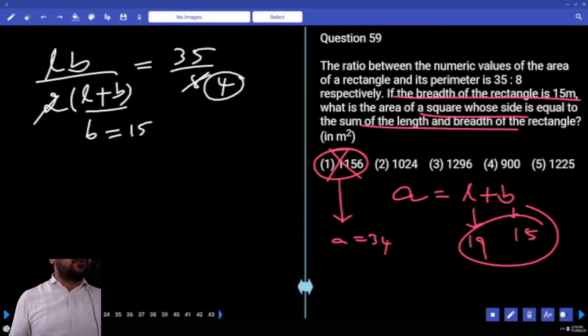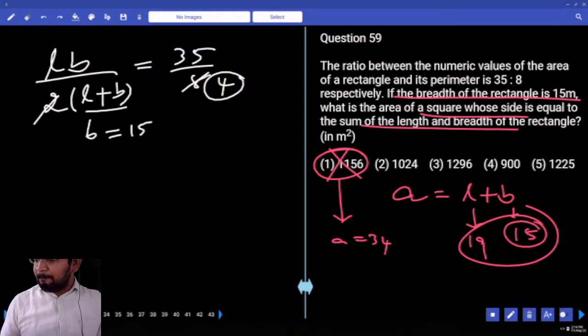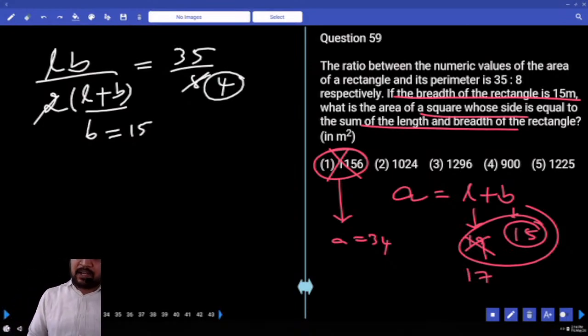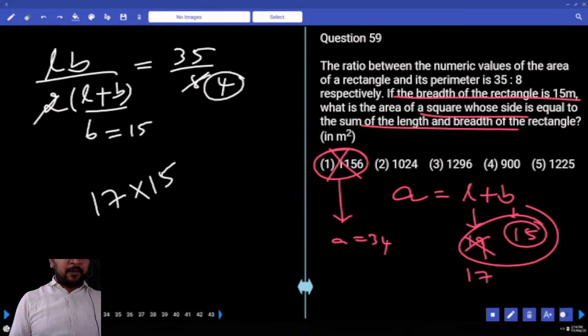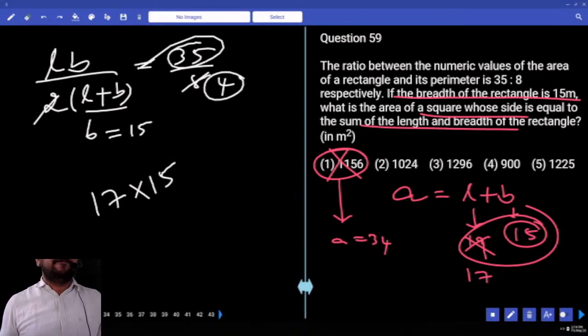If I go for 1024, then the side squared is 1024, so the side is 32. If L plus B is 32 and B is 15, then L is 17. If L is 17 and B is 15, the product should be a multiple of 35. Does 17 into 15 go in the 35 table? No. So your answer is not 1024.